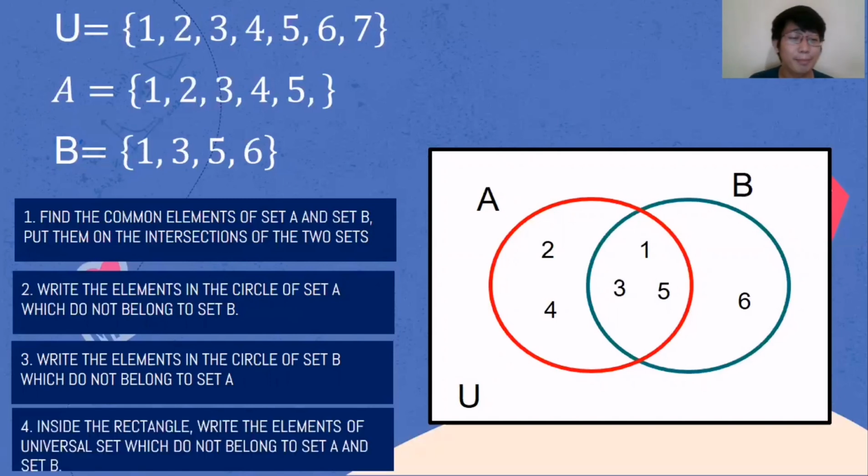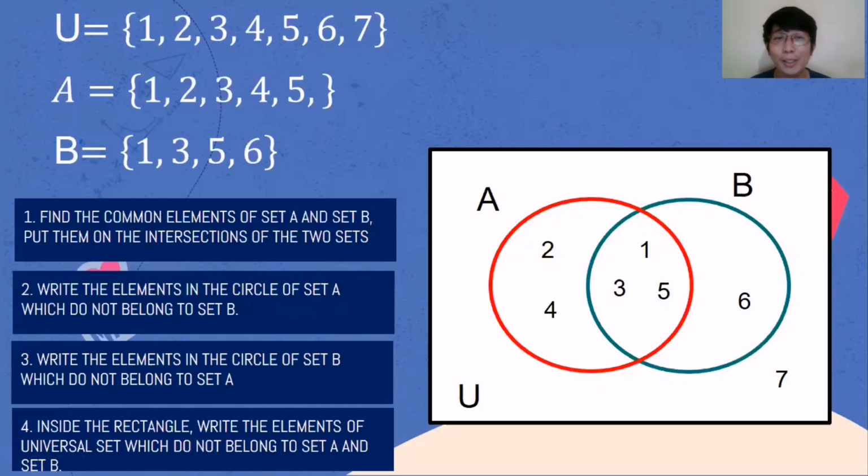And the last step, inside the rectangle, write the elements of universal set which do not belong to set A and set B. Sa loob daw po ng rectangle, hanapin natin muna yung elements ng universal set na wala kay set A at kay set B. What are those elements? Meron ba? Anong merong element sa universal set na wala kay A at wala kay B? And that is?